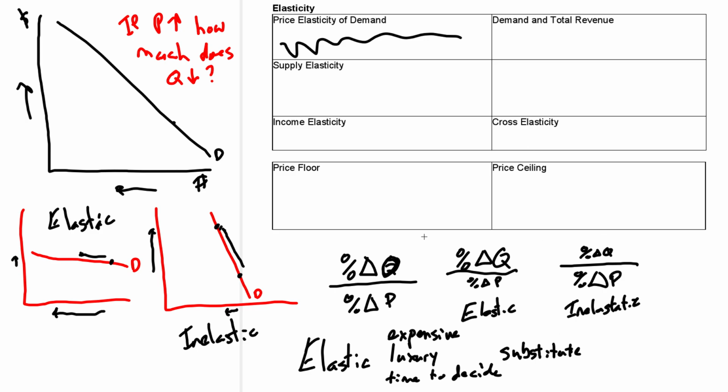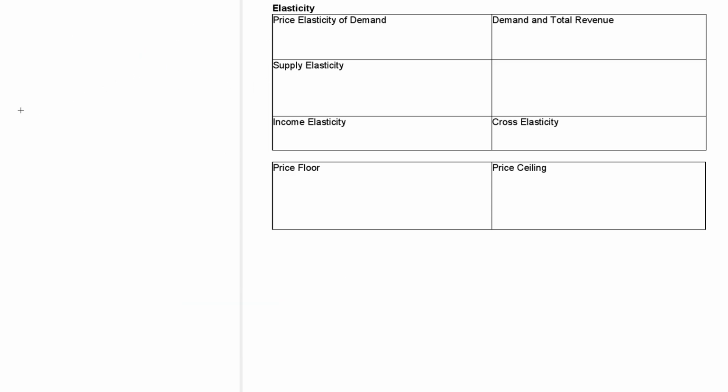So anyway, all this stuff needs to somehow fit in this little tiny box up here. Demand and total revenue. So I'm going to erase all this stuff. You might want to hit pause. And erase. So the idea of demand and total revenue is another way to look at elasticity. So let me draw a demand curve.